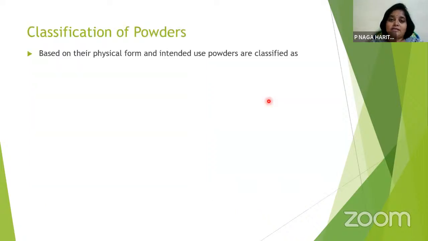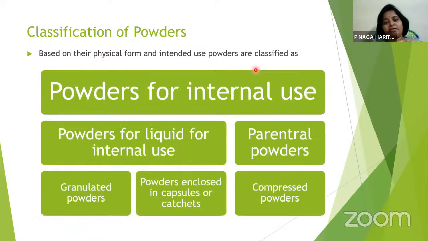Now let's go to the classification of the powders. So depending on their physical form and intended use, the powders are classified. Physical form in the sense of which type or how many ingredients are being added to your powder formulation, and the way in which the powders are being used. By considering these two conditions, the powders are classified as these types. So powders for internal use. That means internally we are taking the powders.